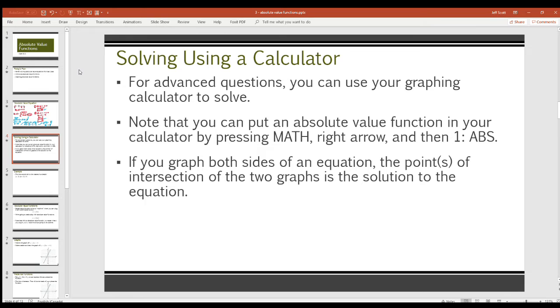So just a heads up, for more advanced absolute value equations, you can actually solve them using your graphing calculator. And this really becomes ideal when a question especially has more than one absolute value piece in it. What I want you to note is that you can actually put an absolute value function in your calculator by pressing the math button, then pressing the right arrow, and then selecting where it says 1 ABS.